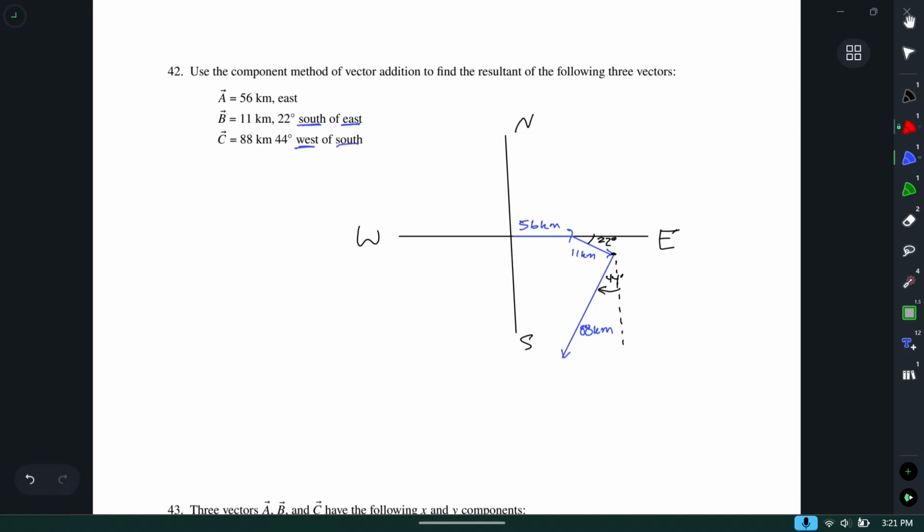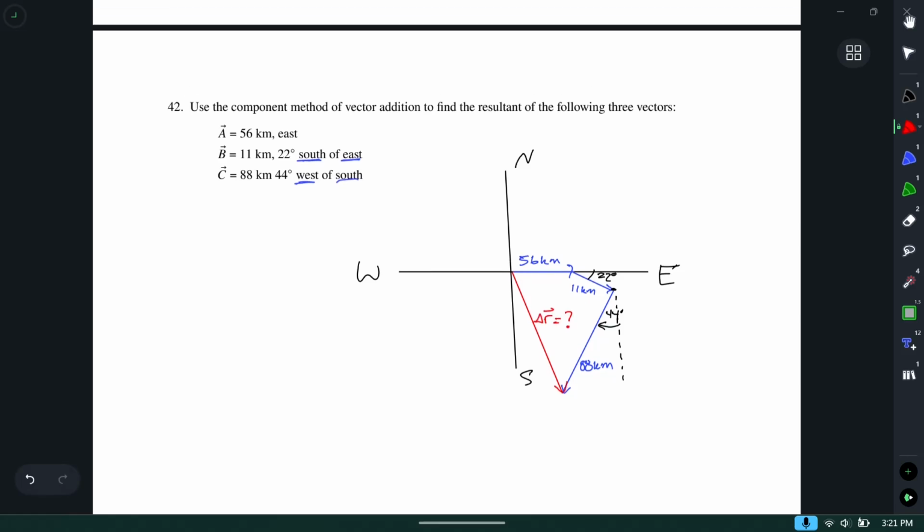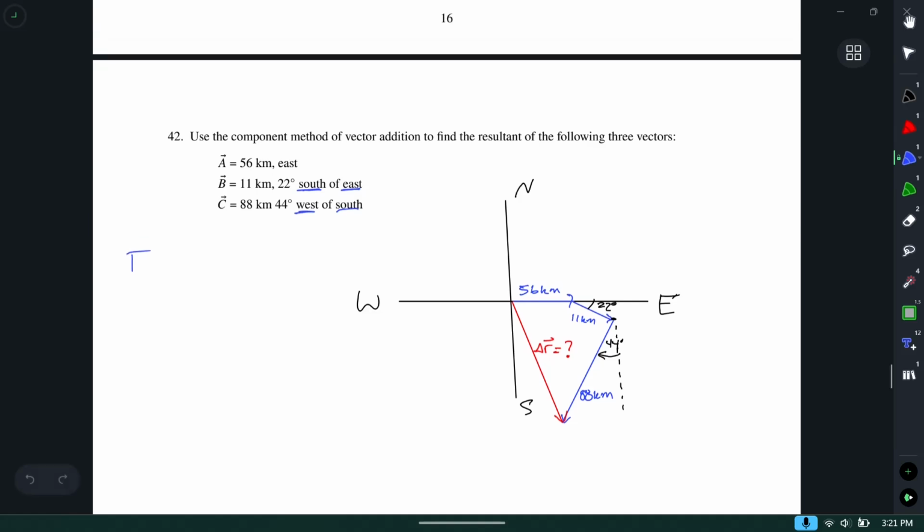And if they're asking me to do vector addition, they're really asking me, what is my overall displacement? What is the shortcut? All right, now that I've drawn my picture, that's the hardest part. If you get the picture right, the rest follows. So let's see, let's make our table.